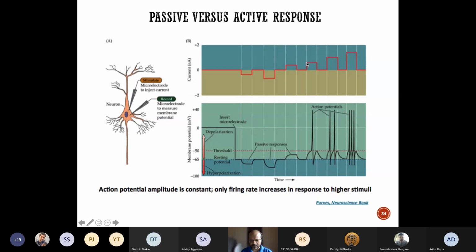If the current is not maintained. If it is maintained, then it will actually generate potentially multiple action potentials. Here, what you are seeing is, as I'm increasing the current, now the number of action potentials is increasing, but the magnitude is not changing. This is very important because, as we will see later, the action potential magnitude actually doesn't change. It's only the number of action potentials that changes, even if you record at different positions from the neuron.